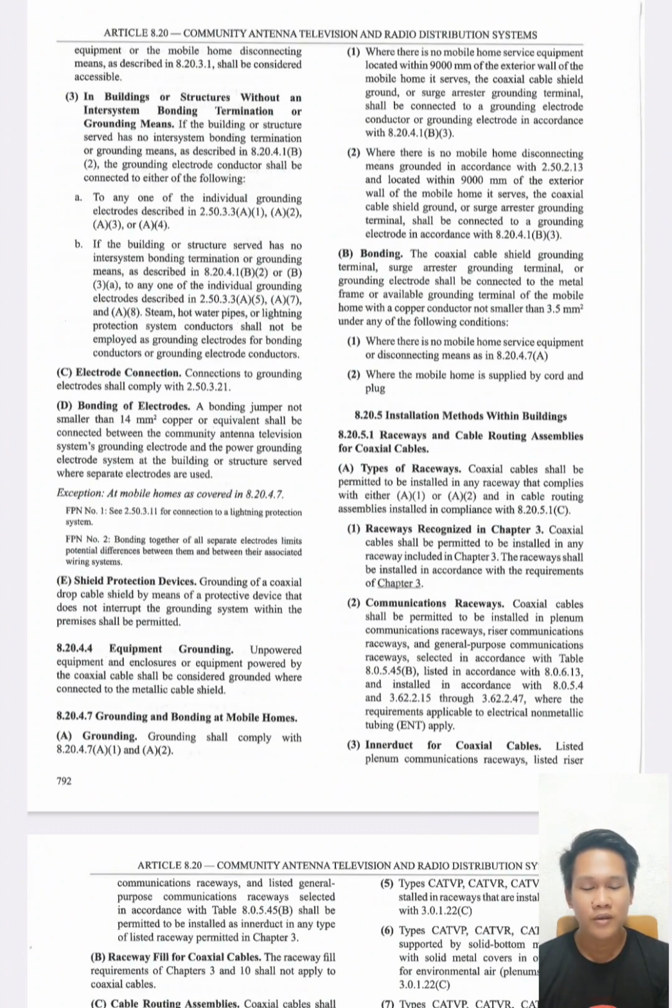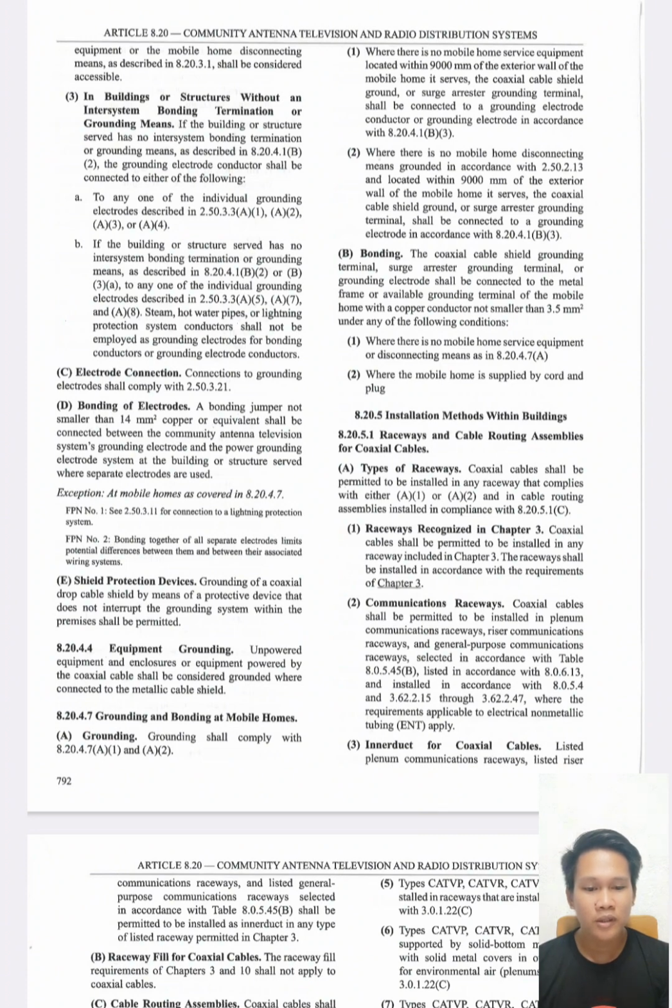8.20.5.1c. So first, we have raceways recognized in Chapter 3. Coaxial cable shall be permitted to be installed in any raceways included in Chapter 3. The raceway shall be installed in accordance with the requirements of Chapter 3. Second, we have communication raceways.